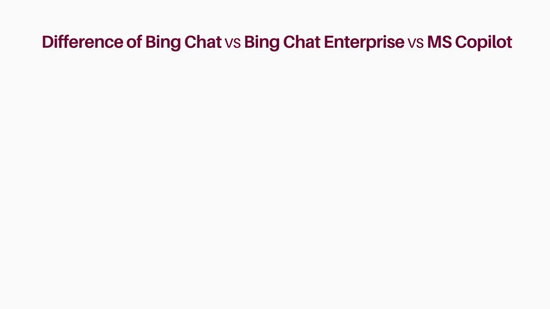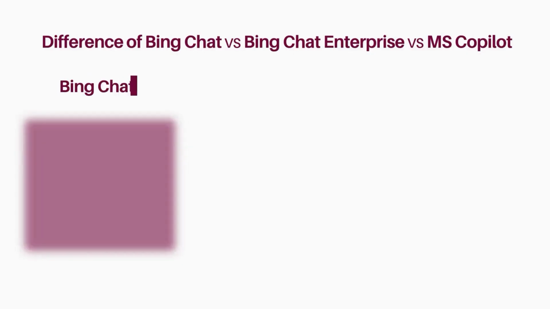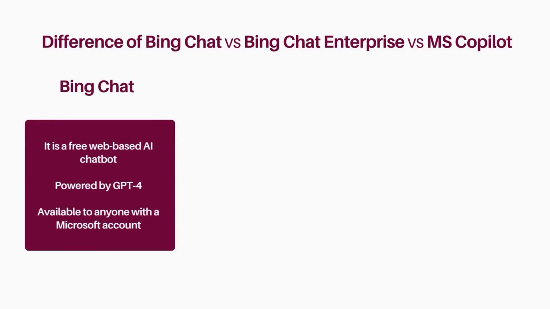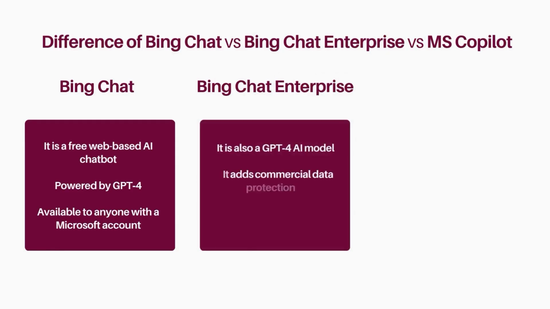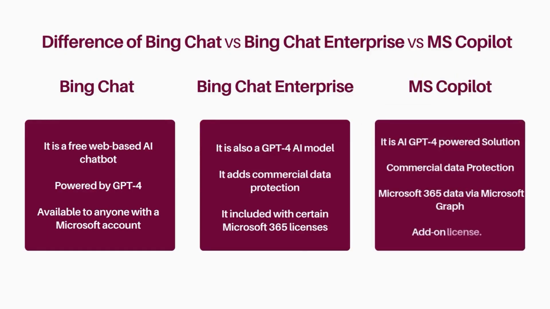Now, to clear up some common confusion, here's a quick comparison. Bing Chat is a free web-based AI chatbot powered by GPT-4, available to anyone with a Microsoft account. Bing Chat Enterprise uses the same GPT-4 model but adds commercial data protection and is included with certain Microsoft 365 licenses. Microsoft 365 Copilot, also GPT-4 powered, is the only one that connects to your organization's Microsoft 365 data via Microsoft Graph, allowing it to generate contextual responses using your files, emails, meetings, and more. It's offered as a separate add-on license.